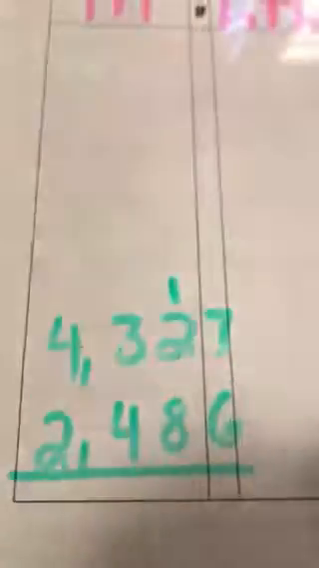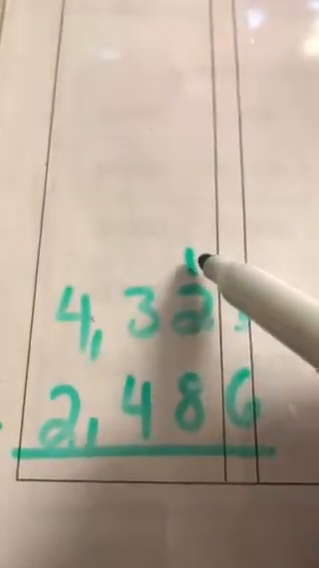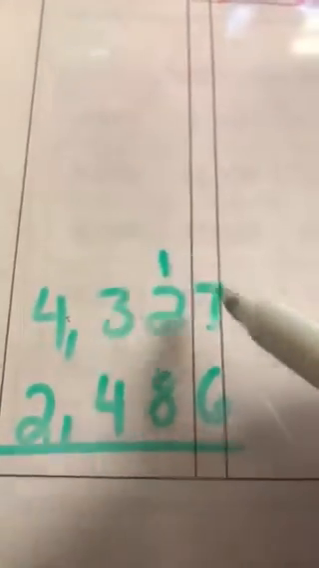So if I do 7 plus 6, I know I have 13. Just like I bundled up here, I'm going to bundle those 10 ones and make 1 ten. So now I've represented that I have 1 ten that I've carried over. And then I've got 3 ones remaining. Now I'm going to add my tens column.